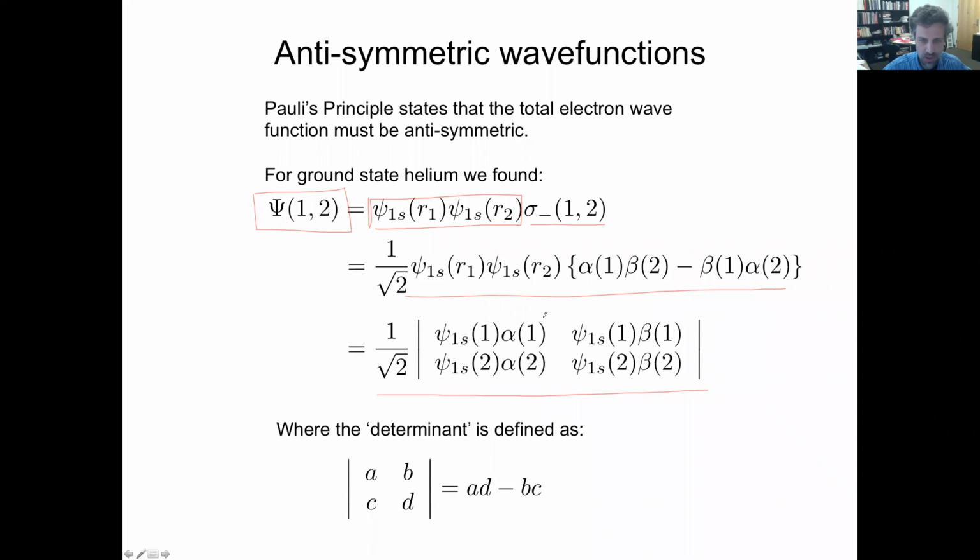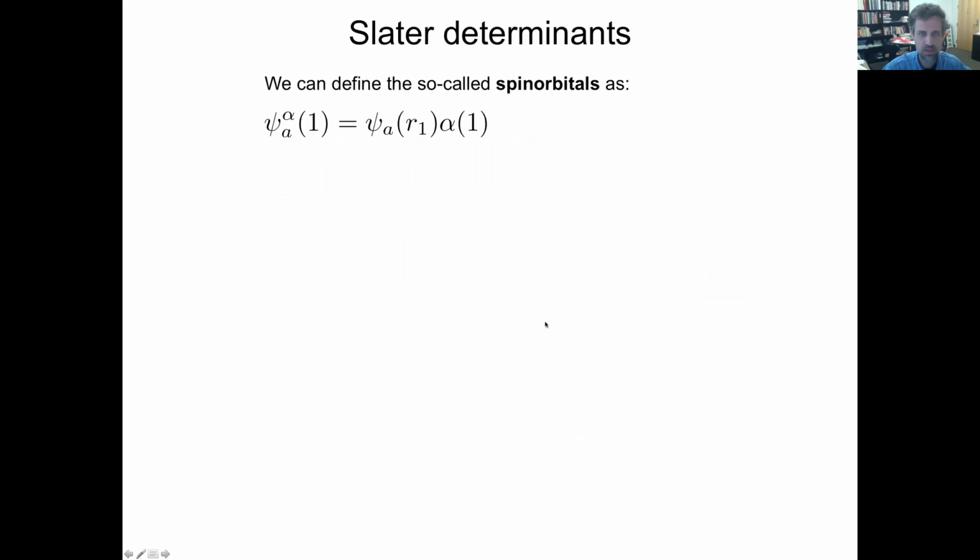We're going to take these arguments here and give them a name. We call them spin orbitals. A spin orbital is basically a single electron state, where there is an orbital state. So this psi A is the orbital state, and there's a spin state, but just for one particle, not for two particles. Just for particle one, in this case, the spin orbital says particle one sits in orbital named A, and it has a spin state alpha.